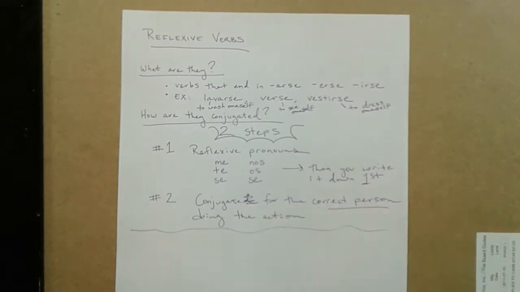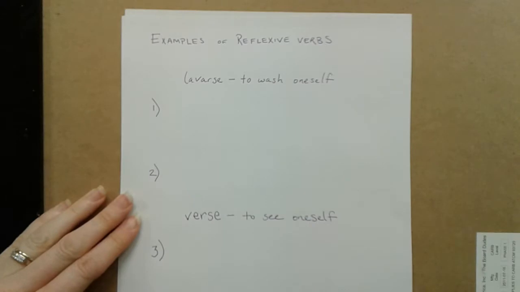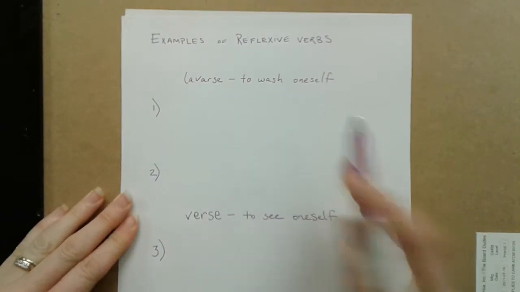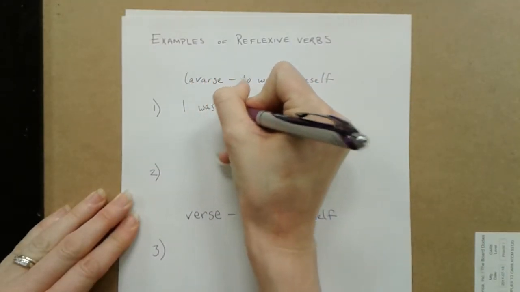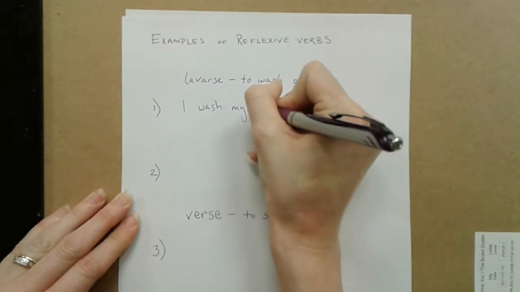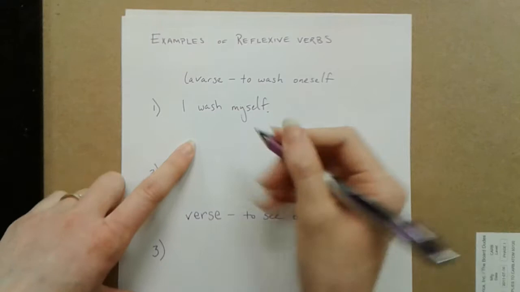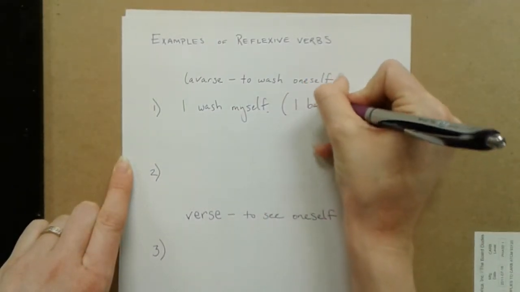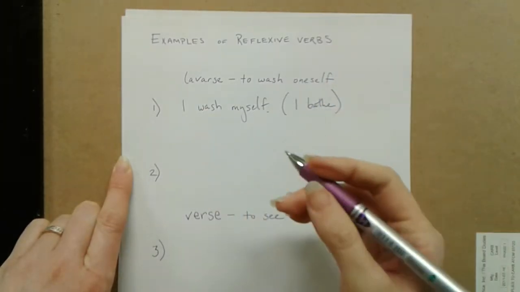All right, so let's look at those examples. So examples of reflexive verbs. So lavarse, again, to wash oneself. Say you want to say, I wash myself. In English, we wouldn't generally say this, but this is like a direct translation. A more fluid translation would be like, I bathe, or I clean myself up, or something along those lines.